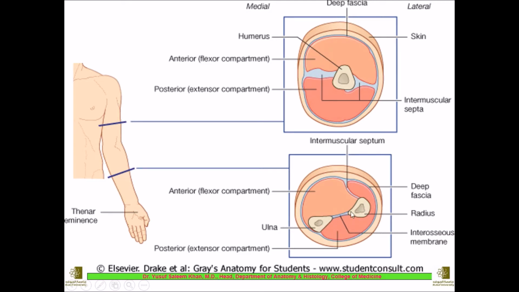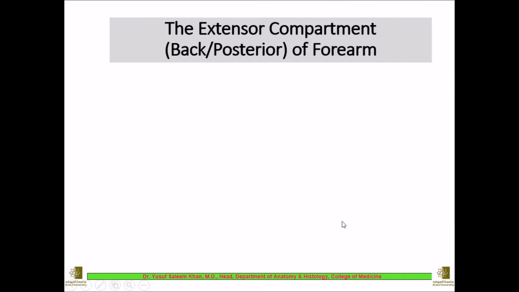So these are the radius and the ulna, which are part of the bones of the forearm, and in between the radius and ulna we can see a thin connective tissue membrane. This is called the interosseous membrane, and on the further lateral side of the bones we can see the intermuscular septum, which will be dividing the forearm into the flexor compartment as well as the extensor compartment. So today we will discuss this extensor compartment. As I said before, it is also called the posterior compartment of the forearm, or simply the back of the forearm.